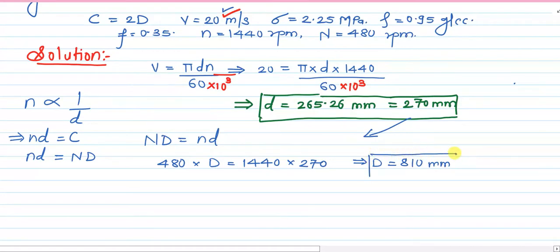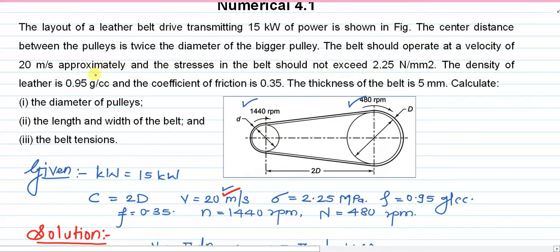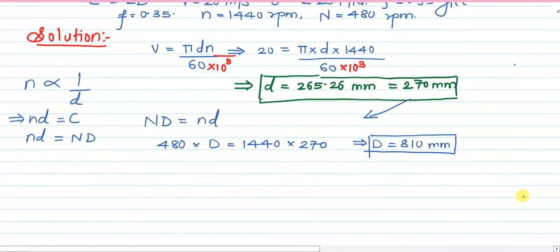So now we have the diameters of both the pulleys. In the problem statement, the first thing, the diameter of both the pulleys, has been calculated. Now we will proceed to the length and width of the belt. So we know the formula for the length of the belt.